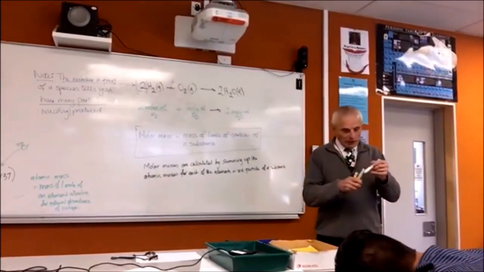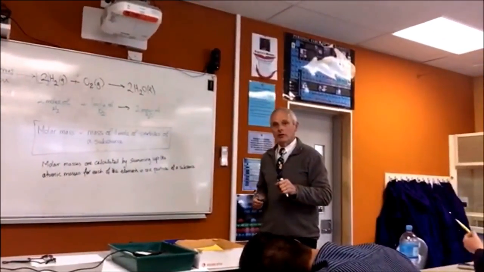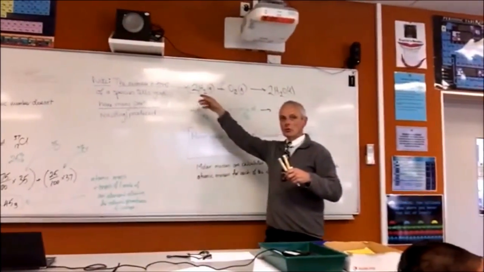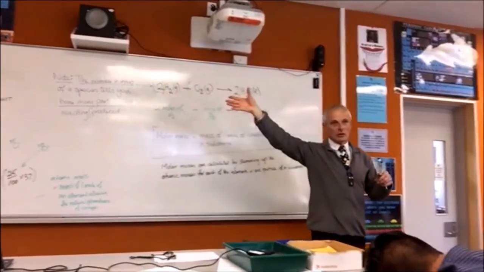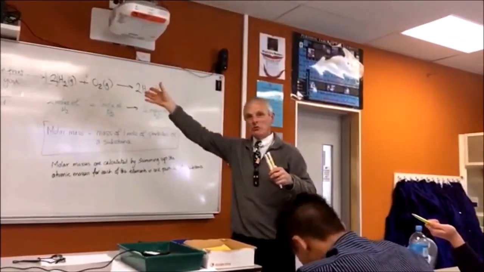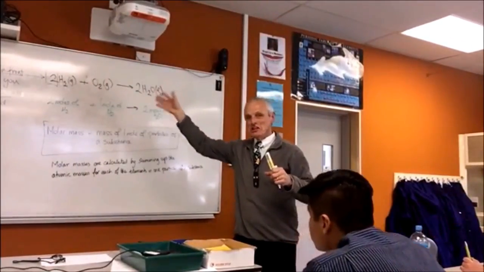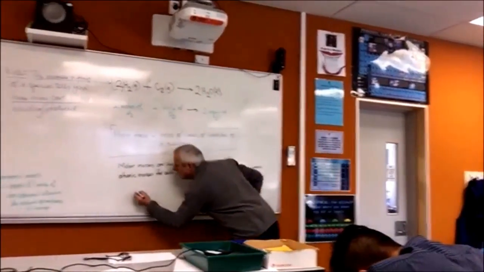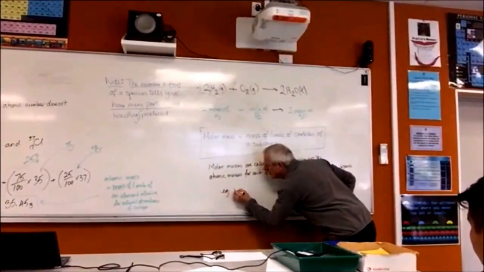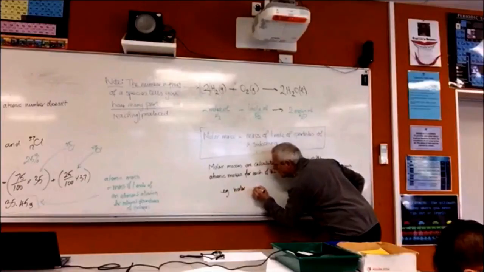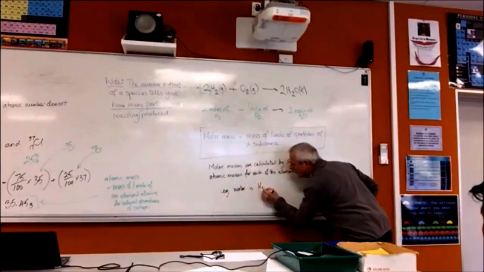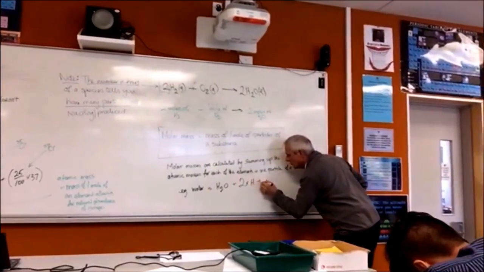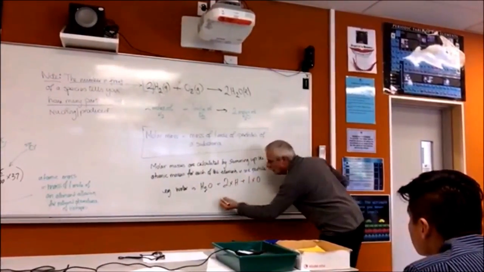Okay, let's have a look at an example, because that's what we're going to need. We're not going to look at individual atoms anymore, we're going to look at particles, because reactions are between particles, not individual atoms. So, for example, water is H2O, so this is equal to 2 times H plus 1 times O.